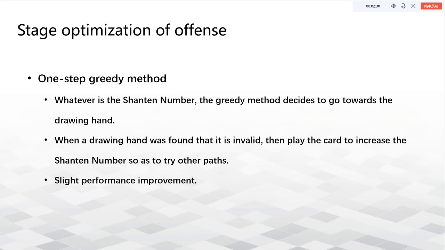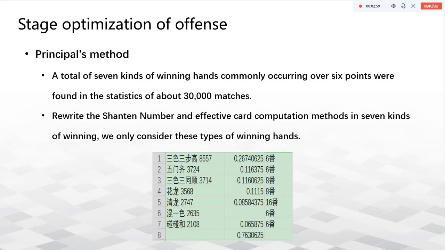In order to improve these problems, we tried the one-step greedy method. It's very simple: whatever the shunting number is, the bot will decide to go towards the drawing hand. If we find the drawing card illegal when we shunting, we will play the card to increase the shunting number so as to try other solutions. This method achieves a slight performance improvement. Then we try another method.